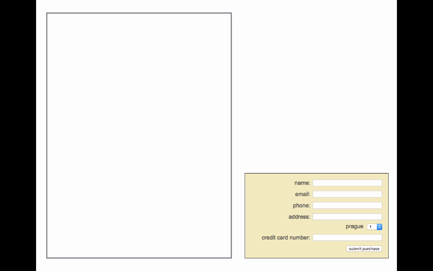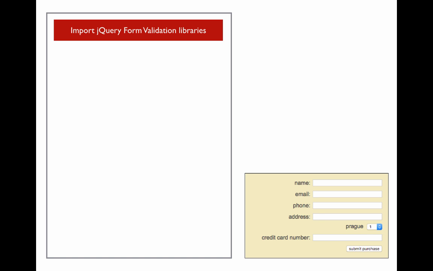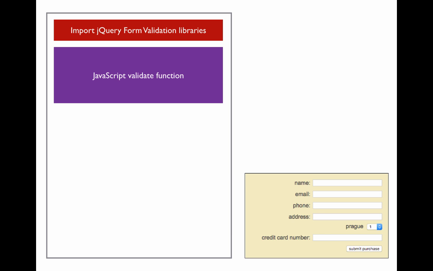Let's look at the overall structure of the Checkout.JSP page. In general, there are four main sections of code in the Checkout.JSP page that are of interest to us. The first is the code section where we import our jQuery form validation libraries. The second is the JavaScript portion where we use the form validation libraries to write the rules for our form.